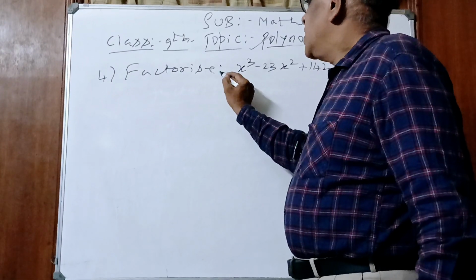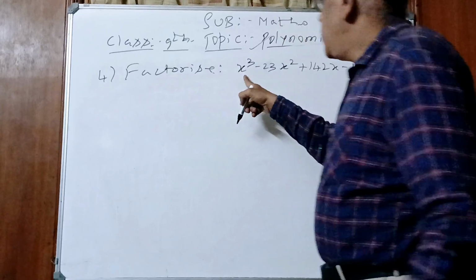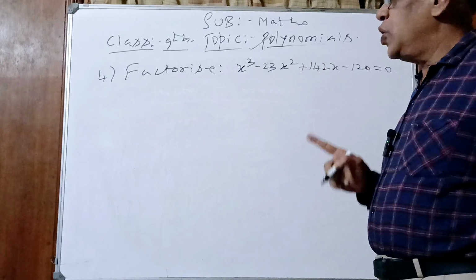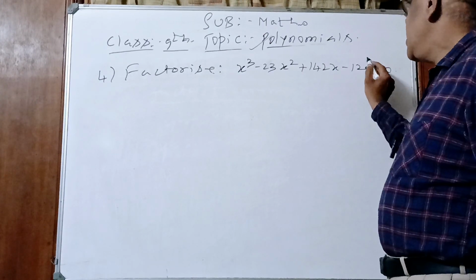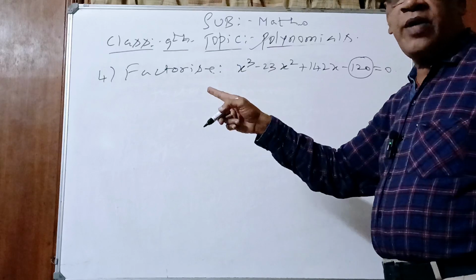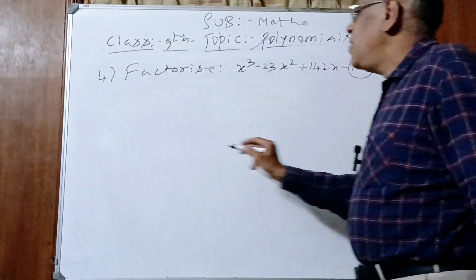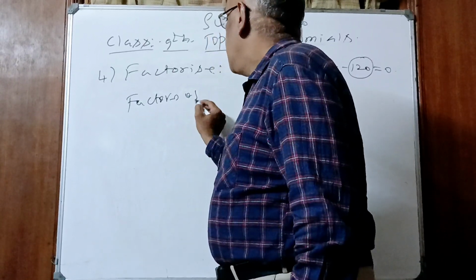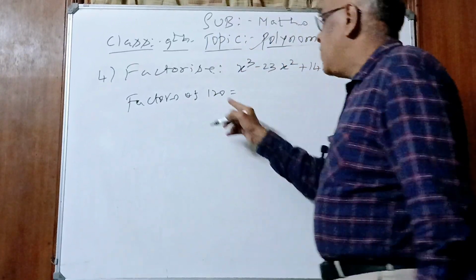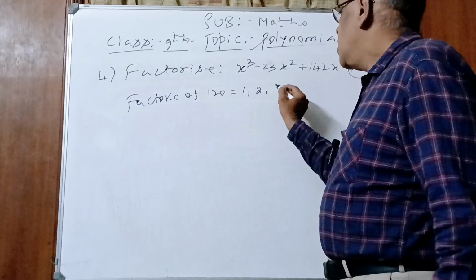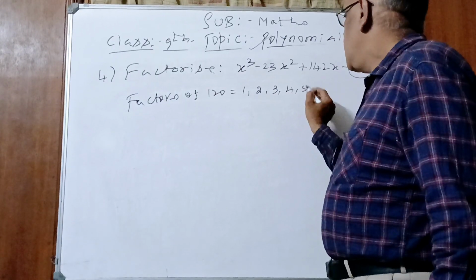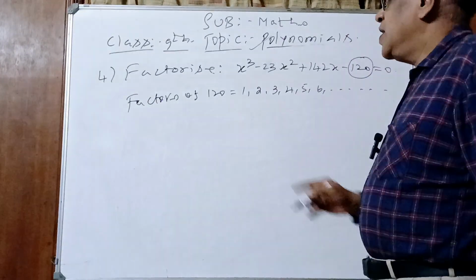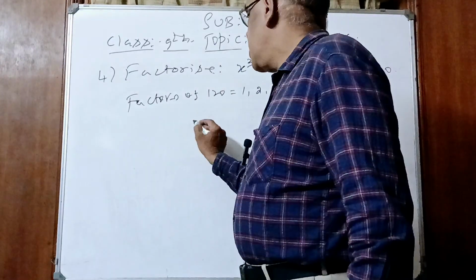See, children, this question. Factorize x cube minus 23x square plus 142x minus 120 is equal to 0. It's a very tricky question, children. Again, look at the constant term, like we did for y square minus 5y plus 6. What is the constant term? 120. So, factors of 120. What are the factors of 120, children? 1, 2, 3, 4, 5, 6 and so on. We can find it, children, no problem.